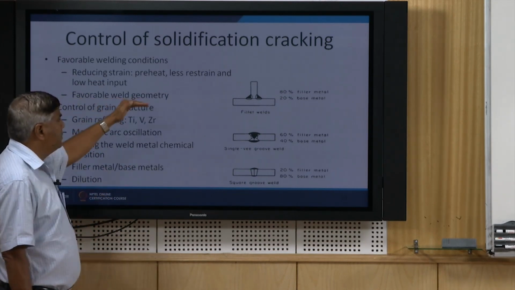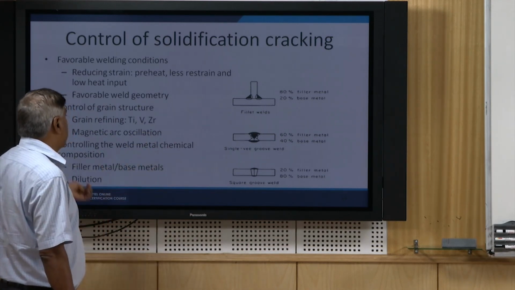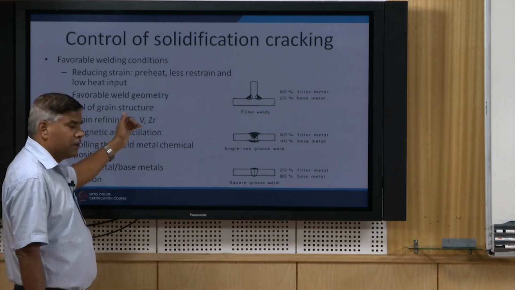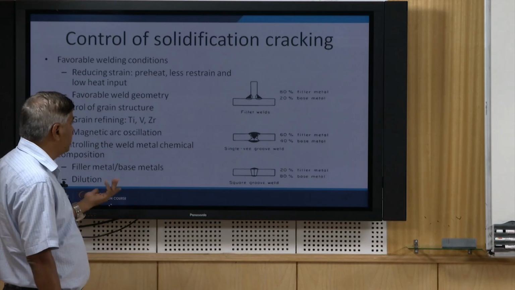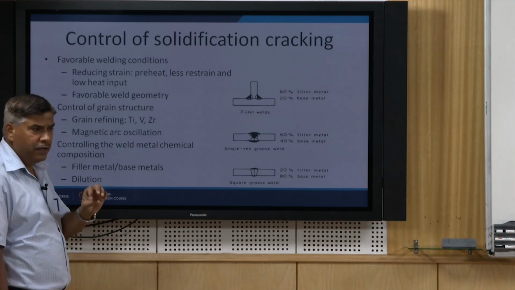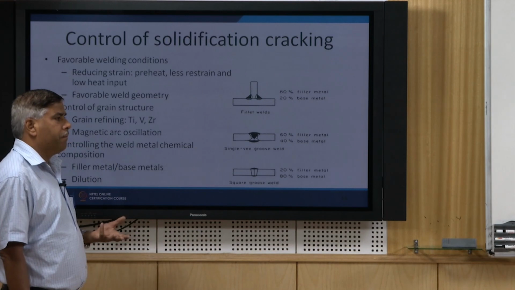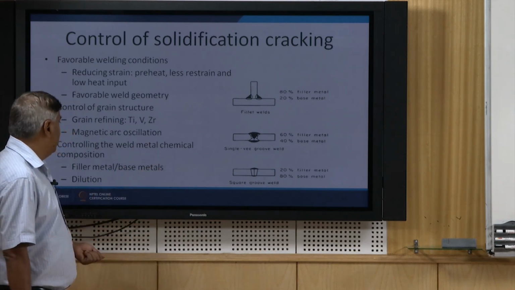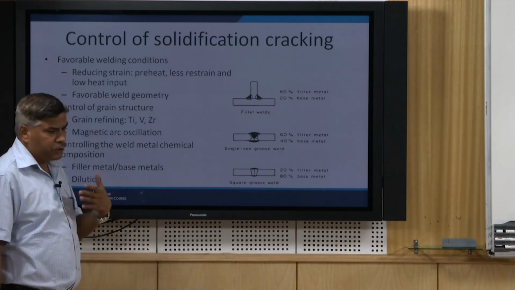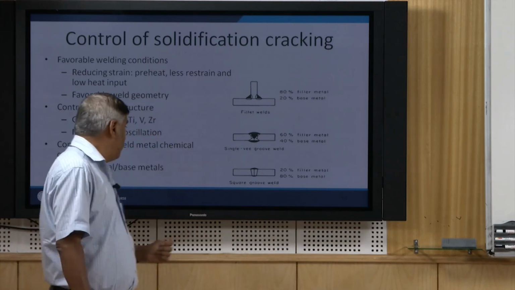A favorable weld geometry: it is better to have a convex bead geometry as compared to a concave one, so that the cracking tendency can be reduced as I have explained. Having finer grain structures, either through inoculation by adding titanium, vanadium or zirconium, or through magnetic arc oscillations, grains can be refined. So, the distribution of the low melting point things can be improved and the cracking tendency can be reduced. Then, controlling the weld metal composition, as I have said, the filler metal composition is selected in such a way that the solidification temperature range is reduced, so the cracking tendency can be reduced.